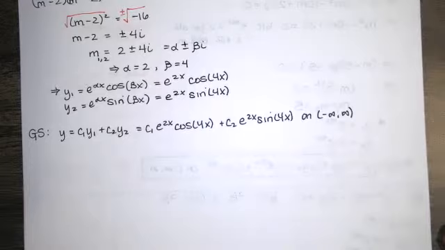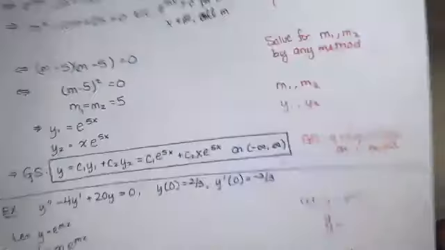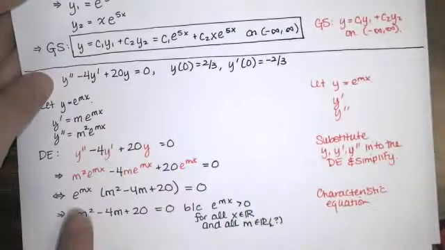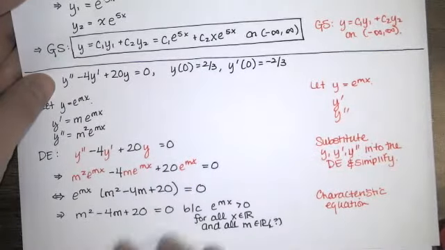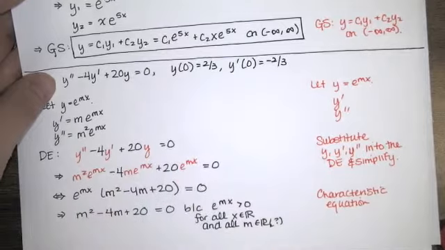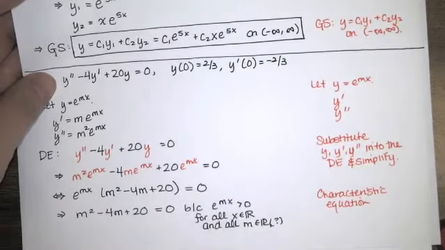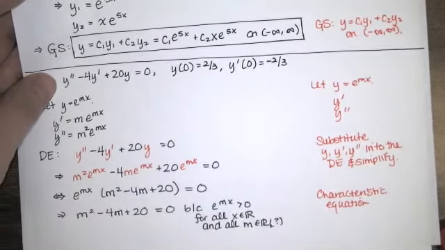Okay, so let's recap. What did we do? We let y equal e to the mx. Take the first and second derivative, substitute into the differential equation. And then you say, okay, let's factor out the e to the mx. That's never 0. We get this characteristic equation.